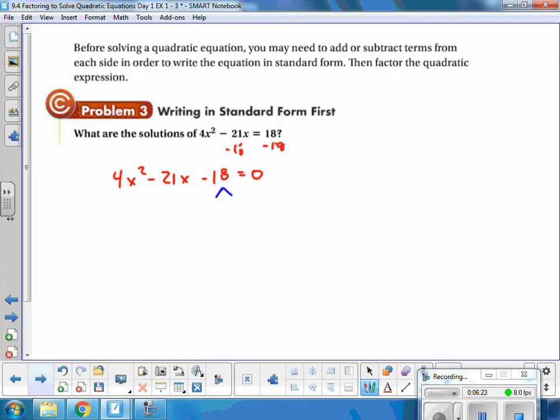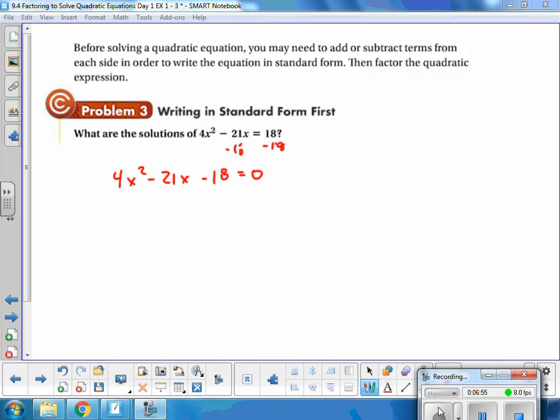I'm going to be looking for what times what gets me to negative 18, and it's going to be 3 and negative 6. Same thing, 3 plus negative 6. Hold on a second. I've totally skipped a few steps here. I just can't do that. My A term is greater than 1. So I gotta do some math here.